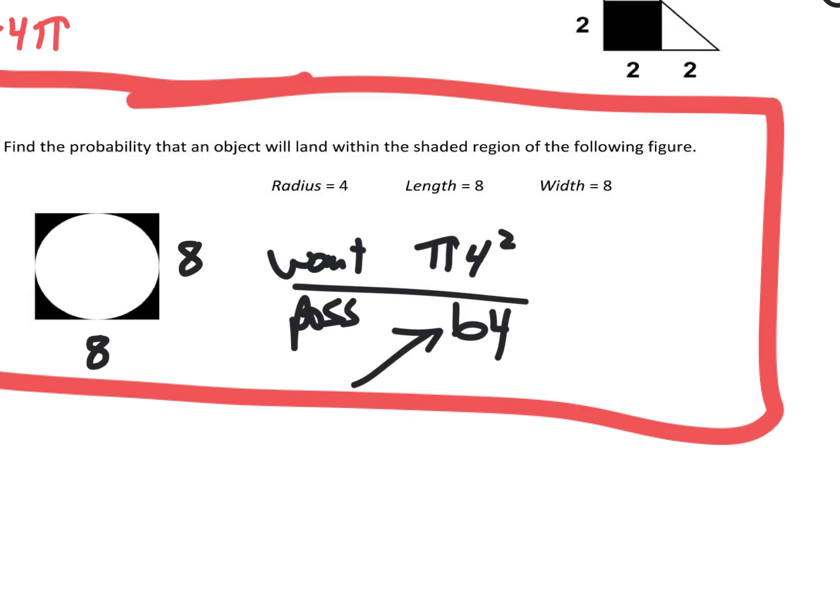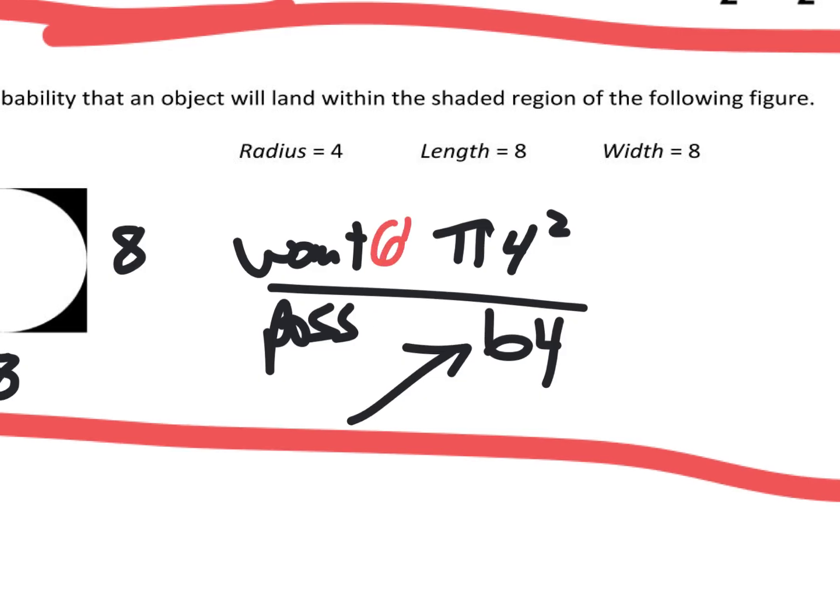This would be the probability of hitting the circle. What I want is not the circle, so not the circle means you subtract the circle. So it's this kind, 64 minus that. There's the setup. If you did the setup right, you would have got the answer right, as long as you can type on a calculator.